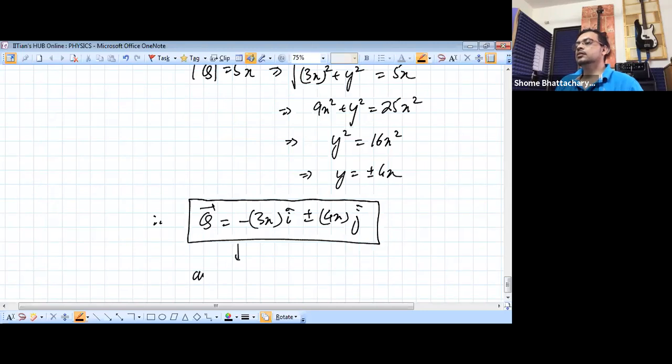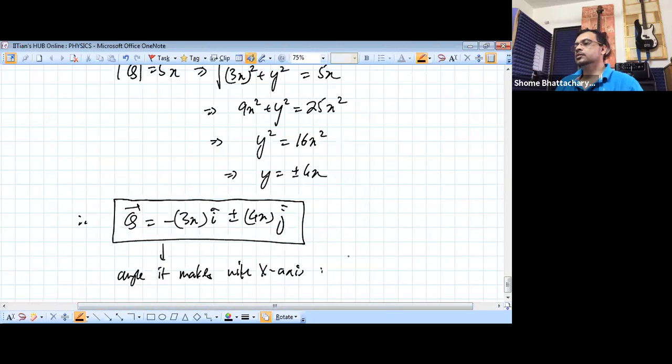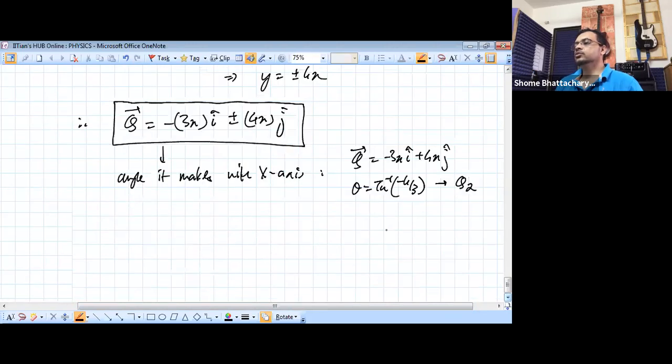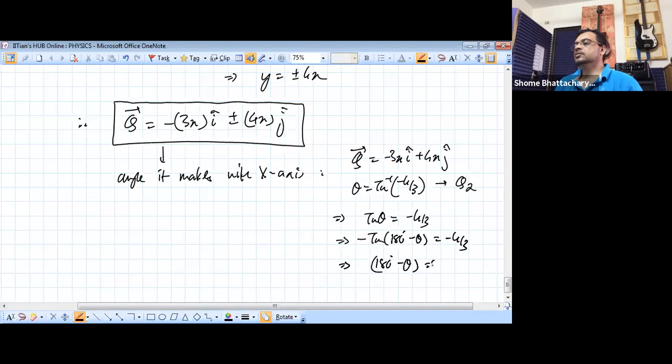So the angle it makes with the x-axis will be, suppose we take Q equal to minus 3x i cap plus 4x j cap. So we can see that the angle will be tan inverse of minus 4 by 3 in quadrant 2. So in quadrant 2, this will mean that tan theta is minus 4 by 3. So that means minus tan of 180 minus theta is minus 4 by 3, so tan of 180 minus theta is 4 by 3. So 180 minus theta will become 53 degrees, or theta will become 127 degrees.